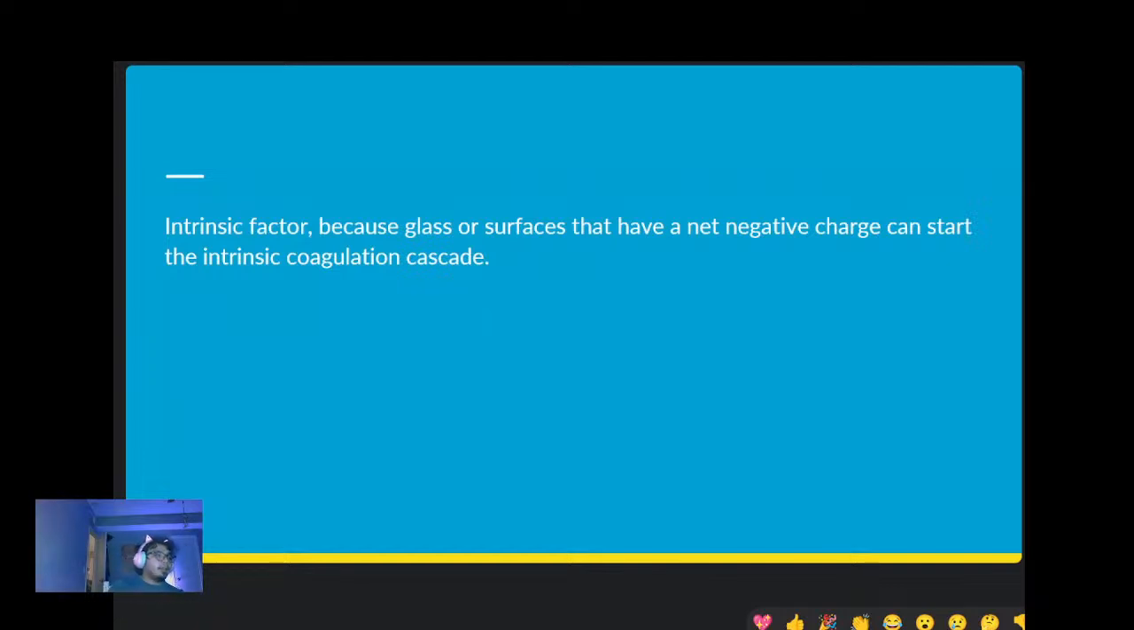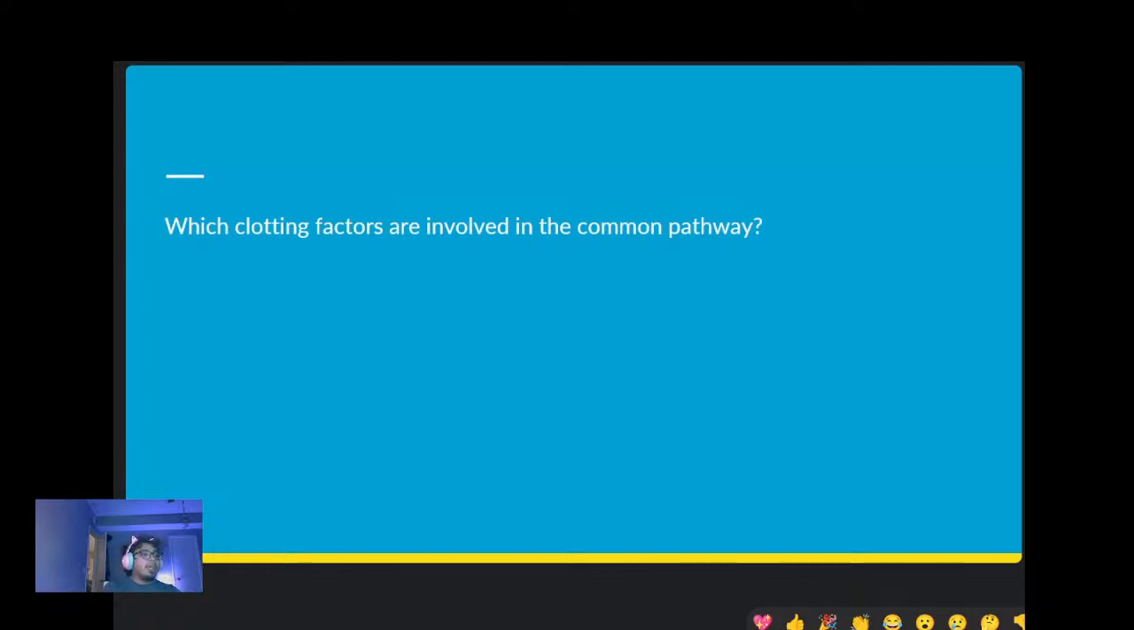Okay, next. Clotting factors that are involved in the common pathway. This involves factor 10, factor 5, factor 2, and factor 1. Other name for factor 2, prothrombin. Other name for factor 1 is fibrinogen.